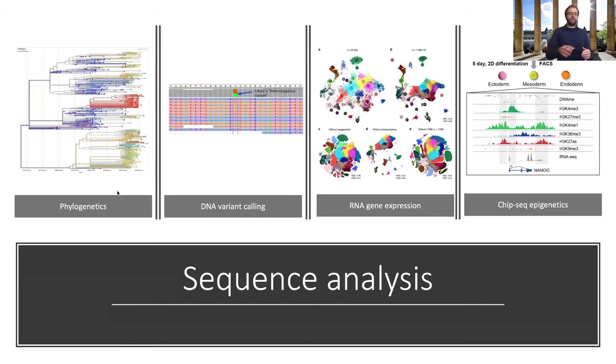So phylogenetics is one very relevant application, but it's been used in the past for inferring relationships between different species and looking back at where their most recent common ancestor might have been.